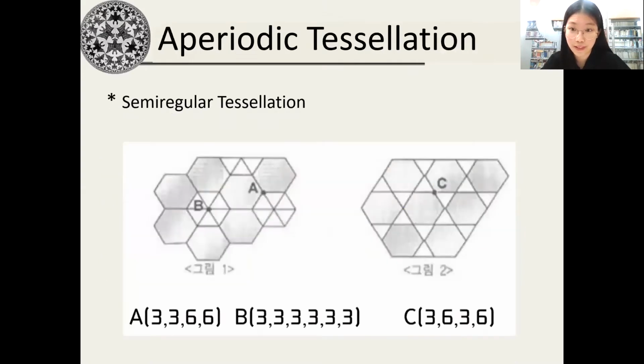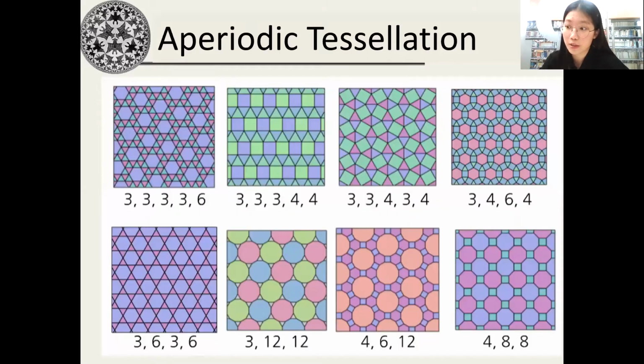The semi-regular tessellation is a tessellation composed of regular polygons of different shapes around a vertex, and the arrangement of regular polygons is the same at all vertices. Semi-regular tessellations are also called Archimedean tessellations. Archimedean tessellations are named by finding the regular polygon with the smallest number of sides around each vertex. And in the plane, there are only 8 types of semi-regular tessellations, as shown here.